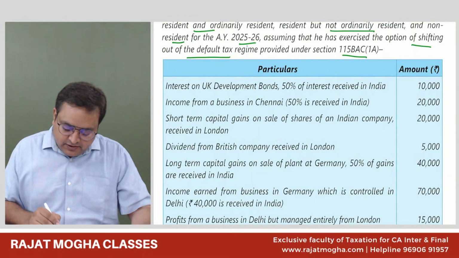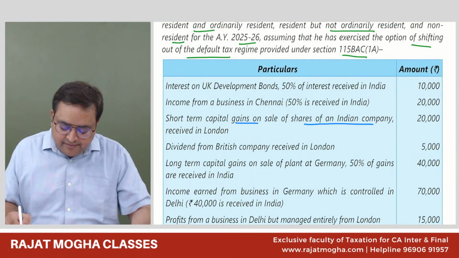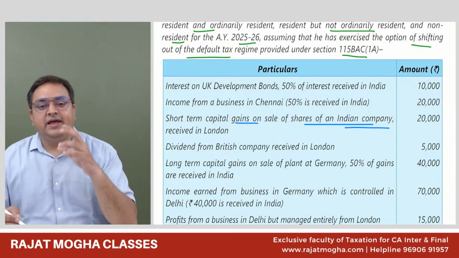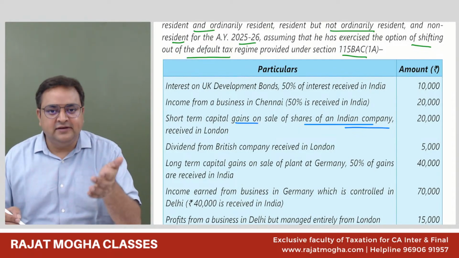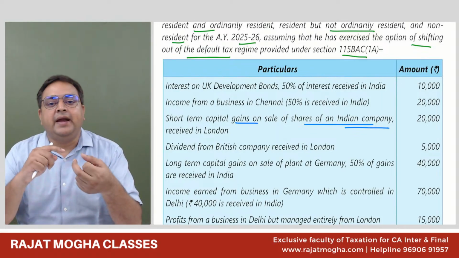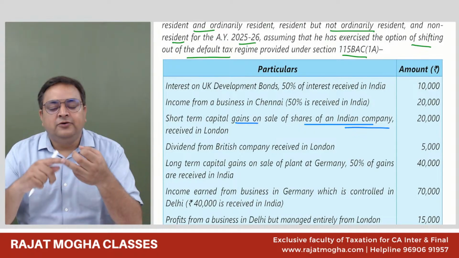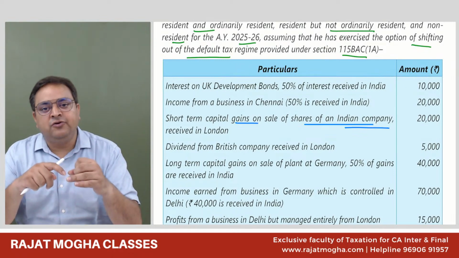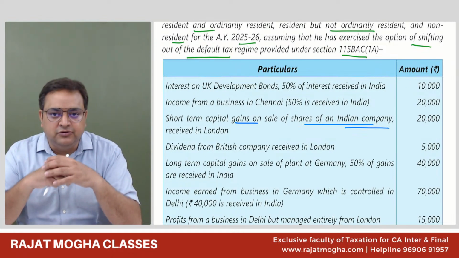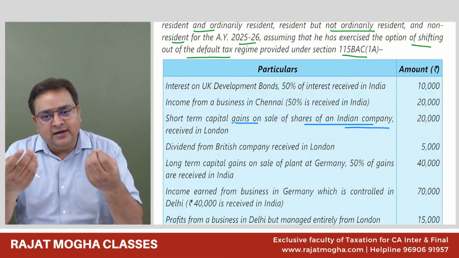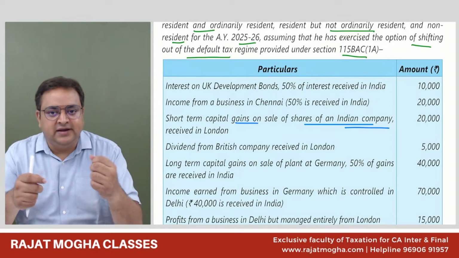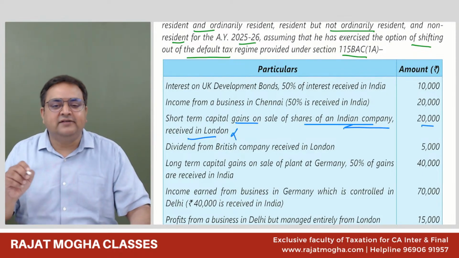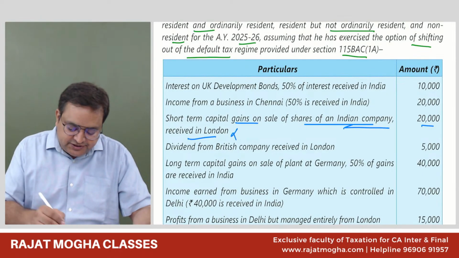Now the third one, short-term capital gain on sale of shares of an Indian company. Please tell me, these are assets of an Indian company. On any assets which belong to India, might be any property in India, any shares of India, any debentures of India, any income which arises, it could be interest on debentures, dividend on shares, even capital gain on those debentures or shares, that is an Indian income. It is arising in India. So received in London does not matter, because these are Indian company shares. The 20,000 is again taxable for everybody.